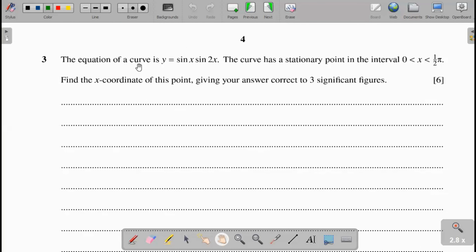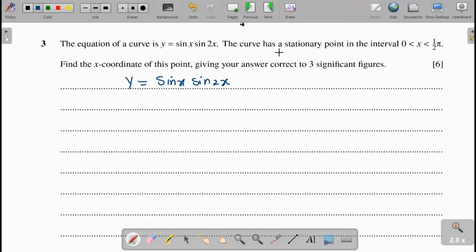Question 3, the equation of the curve is y equal to sine x into sine 2x. The curve has stationary points in the interval. Find the x-coordinate of the point. Now you see here, this is the equation of the curve, y equal to sine x into sine 2x. Now to find the stationary points, we take the derivative of this curve, dy over dx.